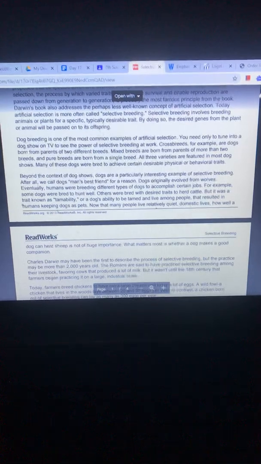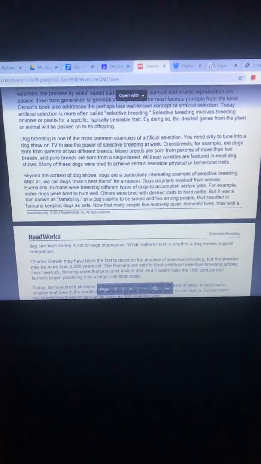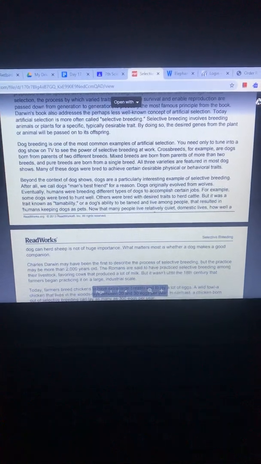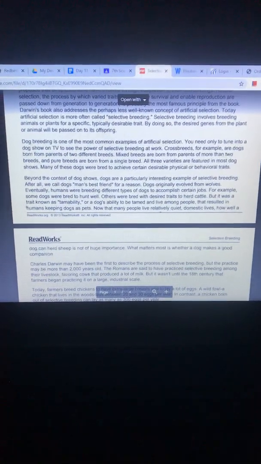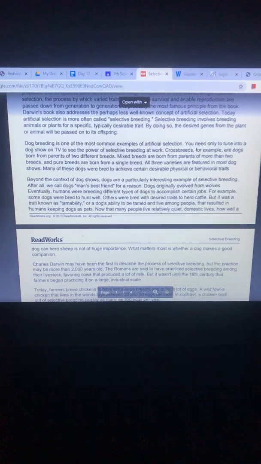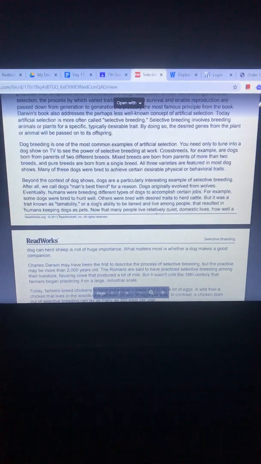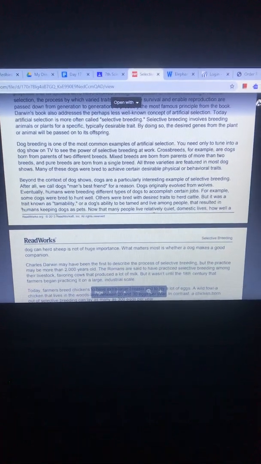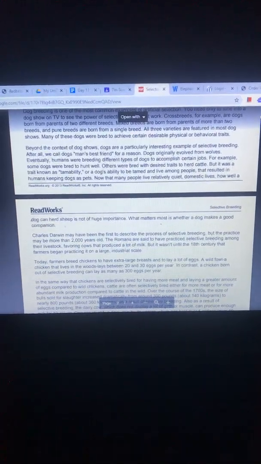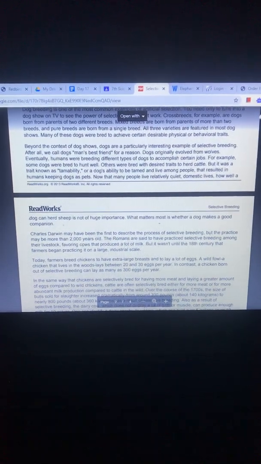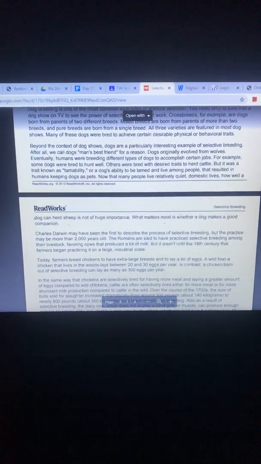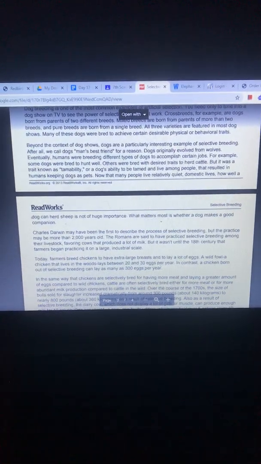Crossbreeds, for example, are dogs born from parents of 2 different breeds. Mixed breeds are born from parents of more than 2 breeds, and purebreds are born from a single breed. All 3 varieties are featured in most dog shows. Many of these dogs were bred to achieve certain desirable physical or behavioral traits. Beyond the context of dog shows, dogs are a particularly interesting example of selective breeding. After all, we call dogs man's best friend for a reason.